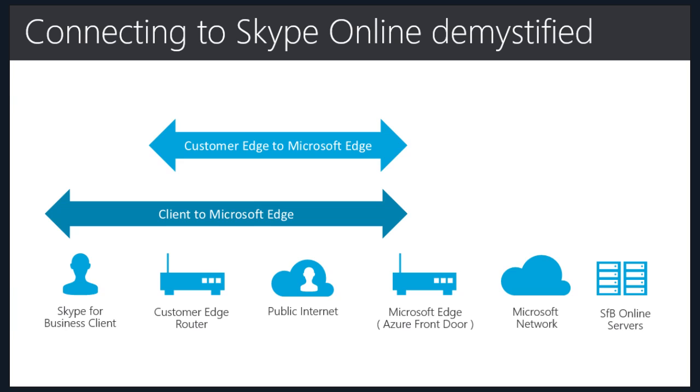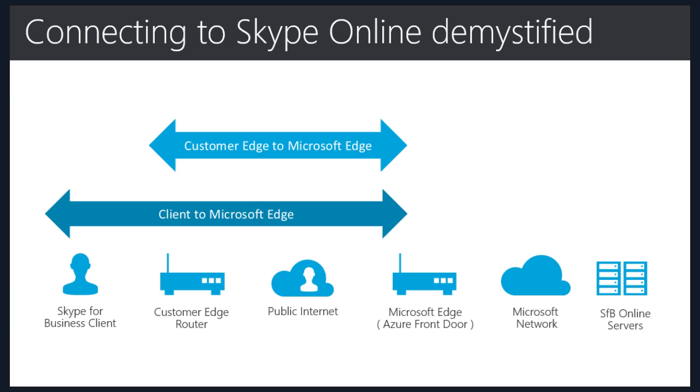So we are measuring 2 different ways of connecting to Skype for Business Online. We're measuring between the Skype for Business client and the Microsoft Edge. The Microsoft Edge is where the public internet stops and where the Microsoft network starts. So we don't really care about the traffic between the Microsoft Edge and the Skype for Business Online servers. The reason for this will be more visible in the next couple of slides.